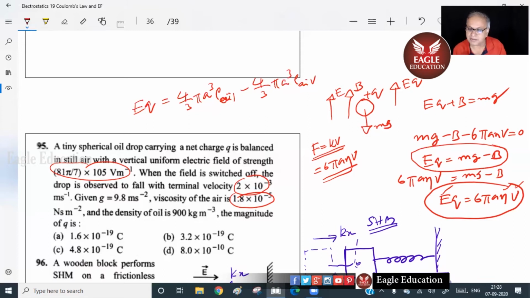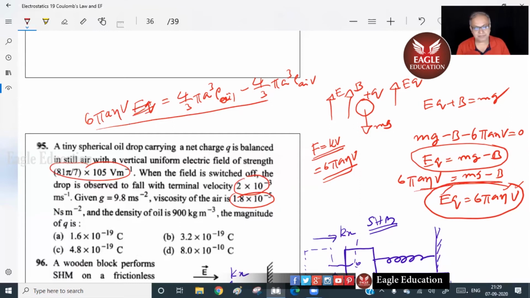So here in the beginning, EQ is MG minus B. In the beginning, the terminal velocity is not there, agreed. It is suspended. So MG minus B minus 6 pi eta V equals 0, EQ equals MG. I'll get E from here. I made these two equal actually, but I'm left with this A. So I should use this one, children. 6 pi A eta V if I use, I'll get A from here. So that's what you need to do.